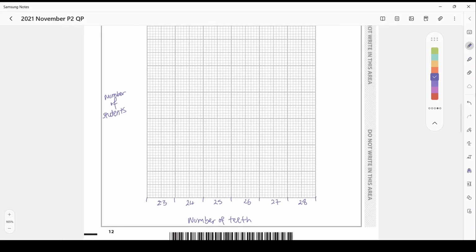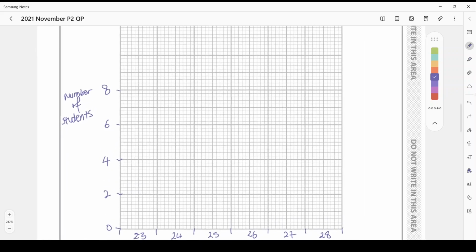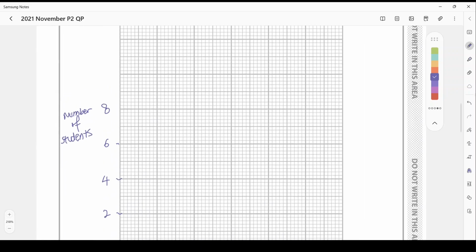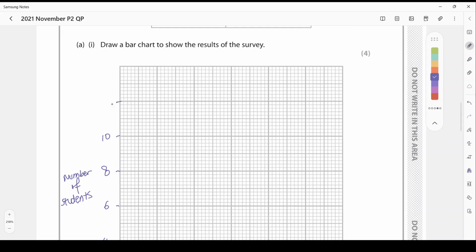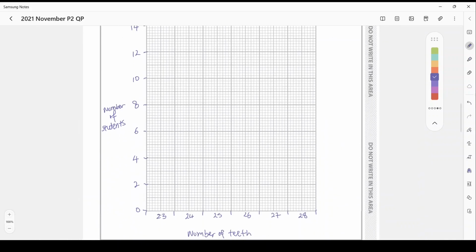Let me see if we can fit that here. We can go up in twos, so we can have 0, 2, 4, 6, 8. Let's just write that down properly. 8, 10, 12, 14. Okay, so the first one is 1 student.